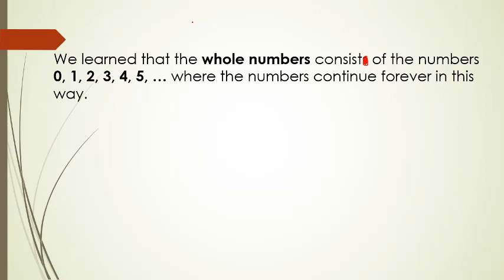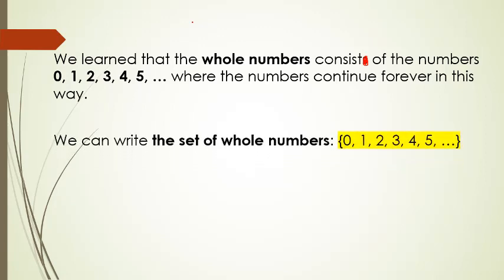This is what we call whole numbers. And remember, in sixth and seventh grades, you used the whole numbers a lot. We can write the set of whole numbers like this. We have braces, 0, 1, 2, 3, 4, 5, dot dot dot. That means that it continues forever in this way. That's when it goes all the way.